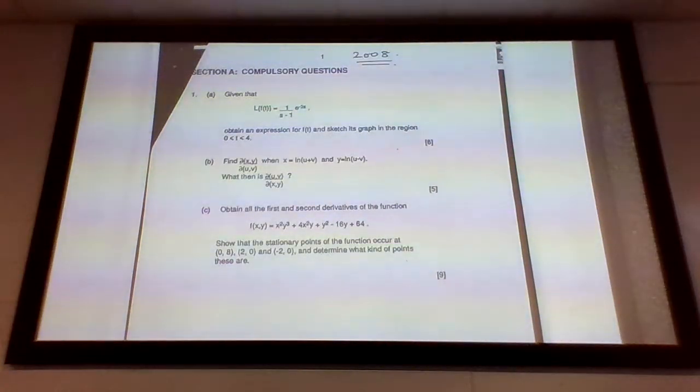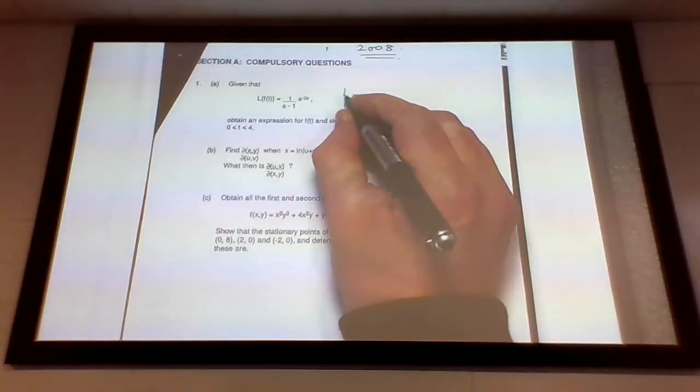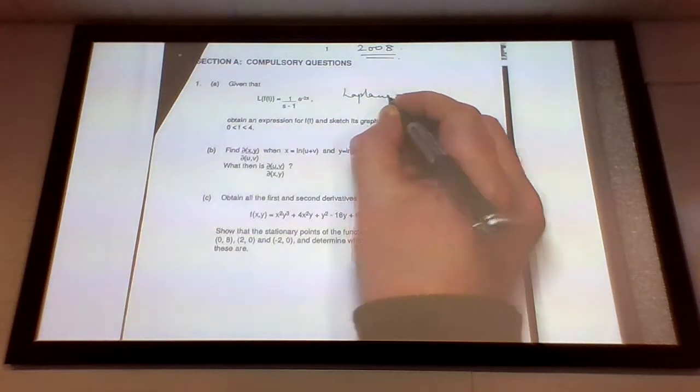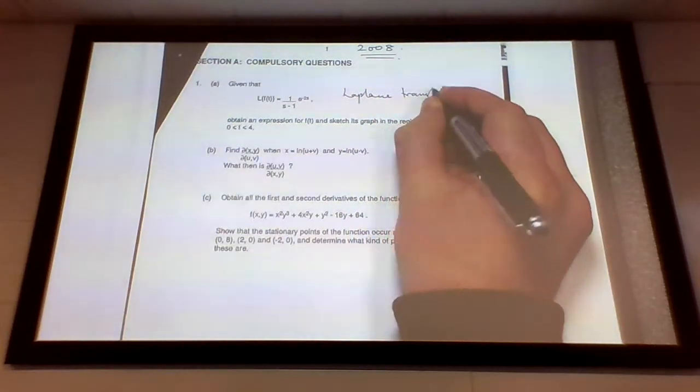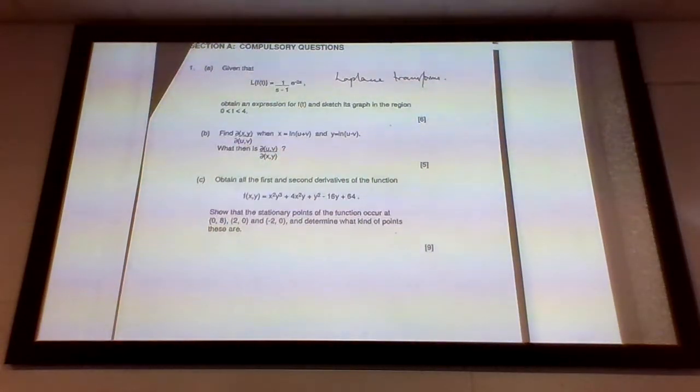So these questions come from 2008. There was some kind of a similar structure here back in 2008 when we had compulsory questions and optional questions. And this first part is about Laplace transforms. That will be something we're covering in the second term, so we won't say anything about that today. But there's a couple of smaller parts here.